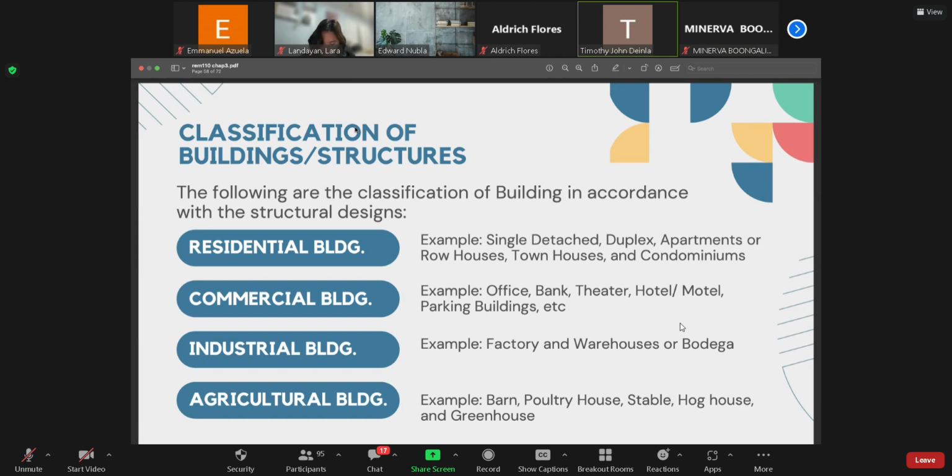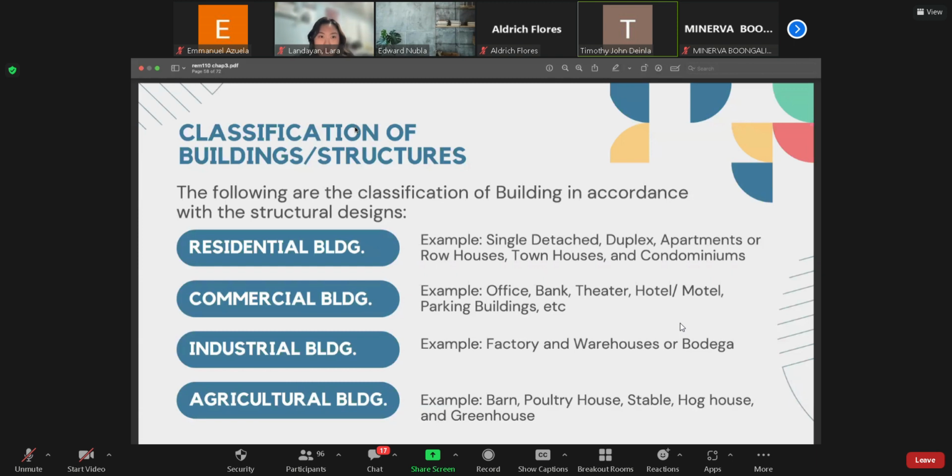Poultry houses, usually ito yung para mga itikan. Then stables, which is for horses. This is structure for horses. Hog house, so this is structures for pig farms. Then we have greenhouses, which is basically a parang transparent roof establishment for growing crops and plants.